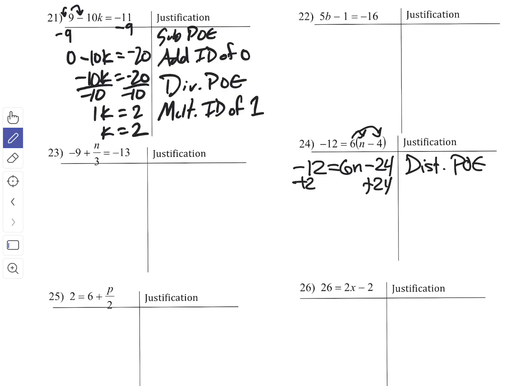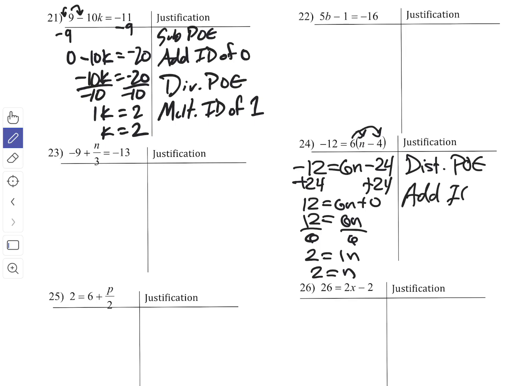Add 24 to both sides, giving us positive 12 equals 6n plus 0. Drop the 0. Divide by 6. 2 equals 1n. Drop the 1. We get 2 equals n. And all our rules that we have been dealing with, right? We should be seeing those patterns and what we do, how we react, and all that stuff.